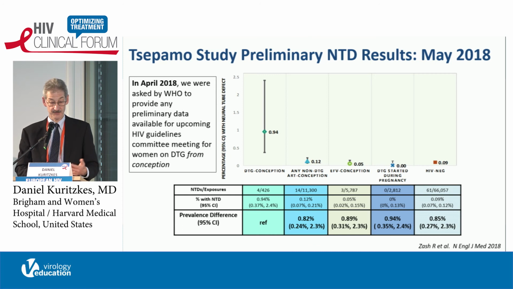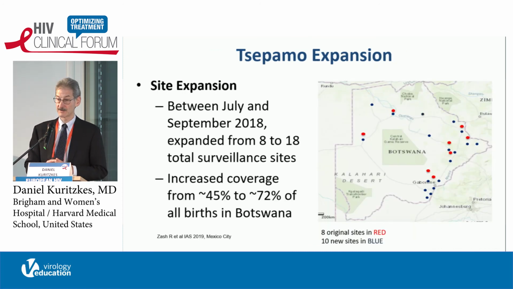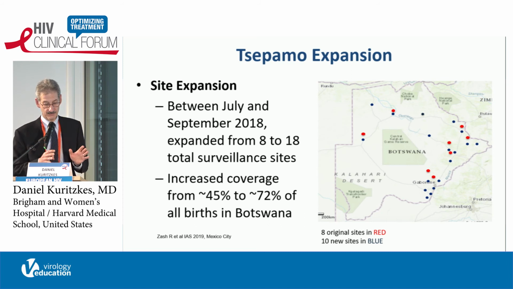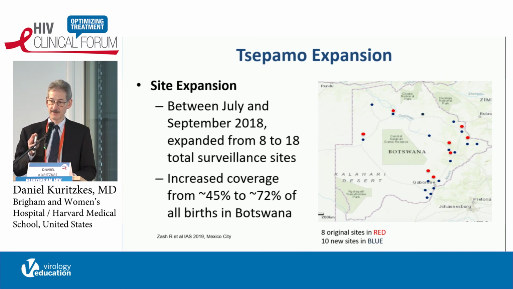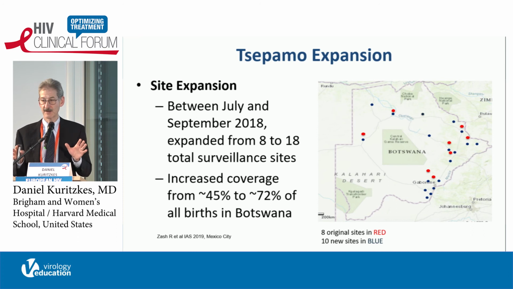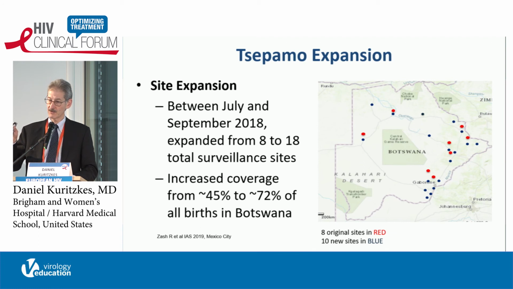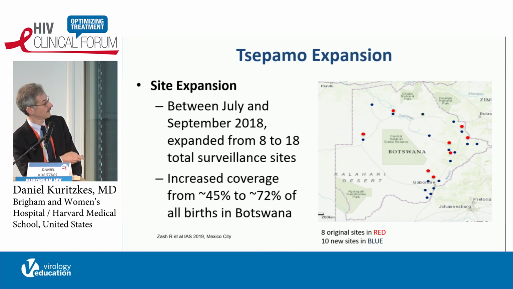So this, of course, generated substantial concern and led to this extraordinary effort in Botswana, which is really a credit both to the health infrastructure in Botswana as well as to Roger and Rebecca and the Tsapamo study group. They were able to expand their surveillance across the entire country so that something like 70% of all live births in Botswana, of women who had initiated antiretroviral therapy prior to the availability of the information about this toxicity, could be collected. And so they did this and then reanalyzed their data.